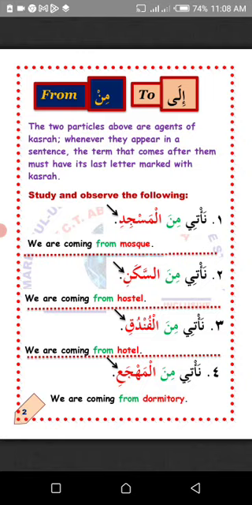Do you understand? Number 1. Na'ti min al-masjid. We are coming from the mosque. Number 2. Na'ti min as-sakan. We are coming from hostel. Number 3. Na'ti min al-funduk. We are coming from hotel. Number 4. Na'ti min al-mahja. We are coming from dormitory. I hope you understand. MashaAllah.